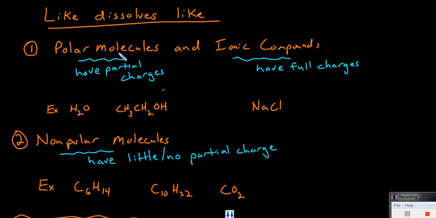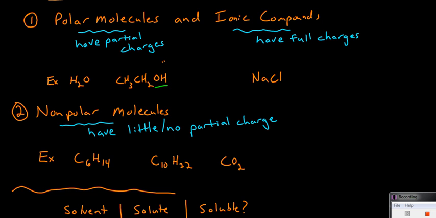So an example of a polar molecule is water or ethanol, where ethanol is surprisingly polar, not because it has carbons and hydrogens, but because it has OH groups on it, which are quite polar and are able to hydrogen bond. And ionic compounds, sodium chloride. Within nonpolar molecules, we might include things like hexane or decane, things with just carbons and hydrogens. You should be able to recognize that if you have just carbon and hydrogen, those molecules must be nonpolar.